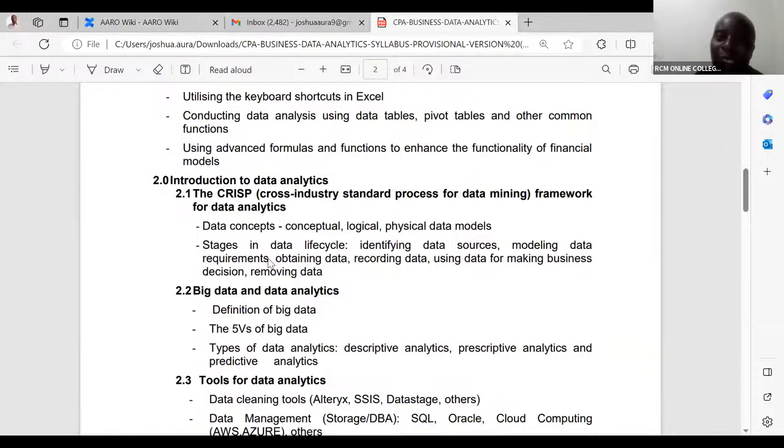CRISP stands for Cross-Industry Standard Process for Data Mining, a framework for data analytics. So we have the data concepts: conceptual, logical, and physical data models. We have stages in the data life cycle. Ladies and gentlemen, just remember, you must have done this thing of life cycle for long. So even you as a human being, you have what we call a life cycle.